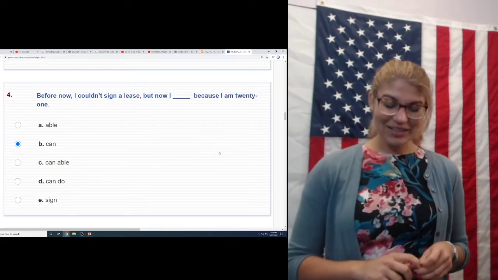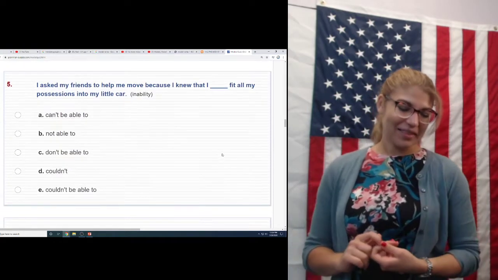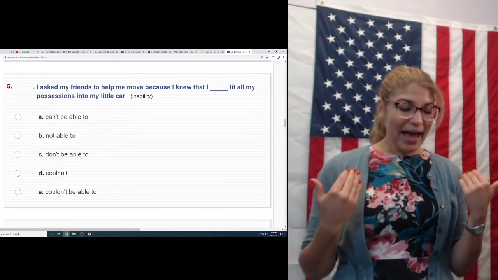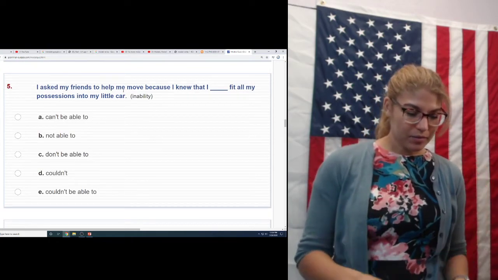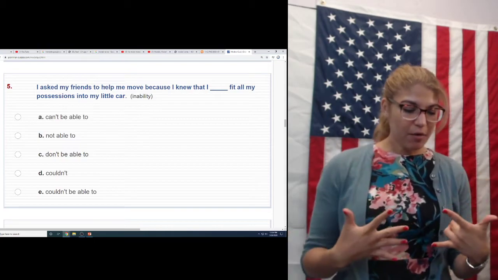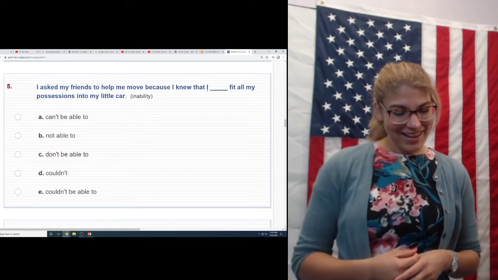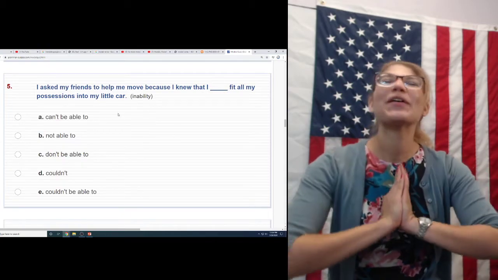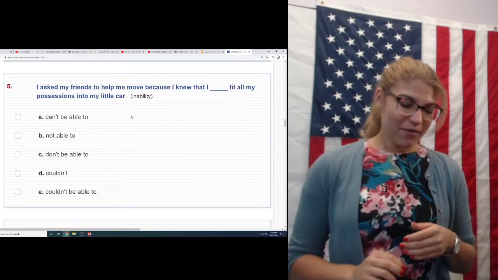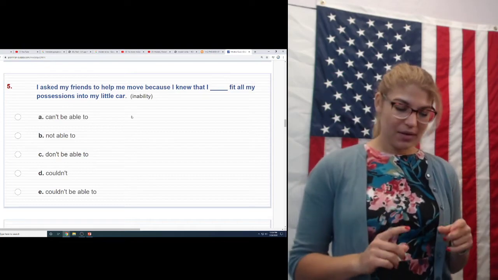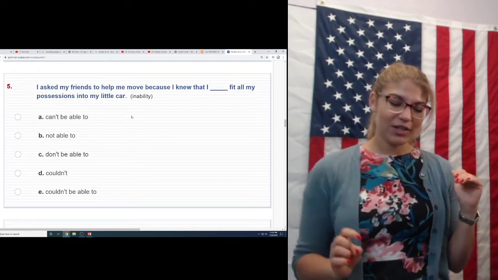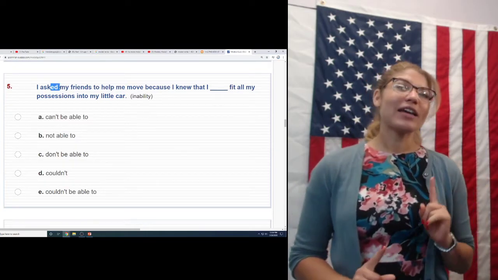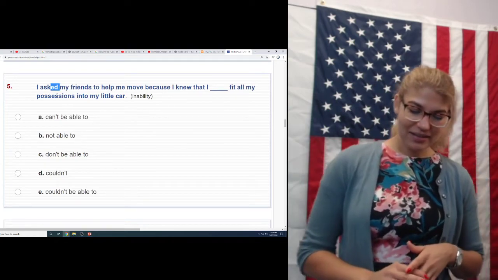Let's look at our last option. Our last one, because we don't have time to do all. I asked my friends for help, to help me move, because I knew that I couldn't fit all my possessions into my little car. Beautiful, Miss Carlita, you're perfect. All right, we're talking about an inability.